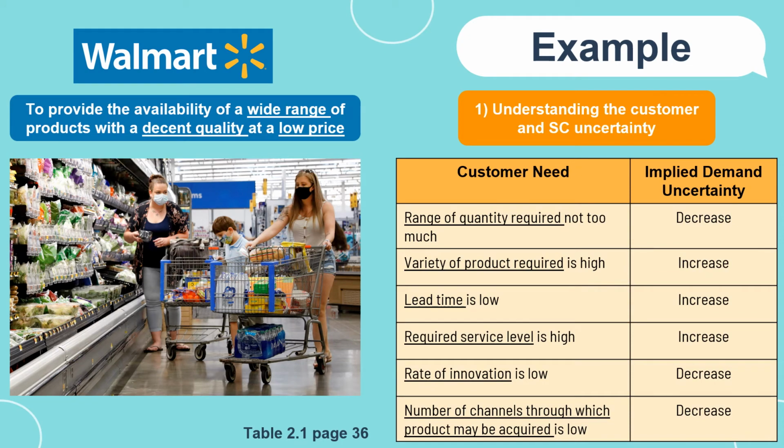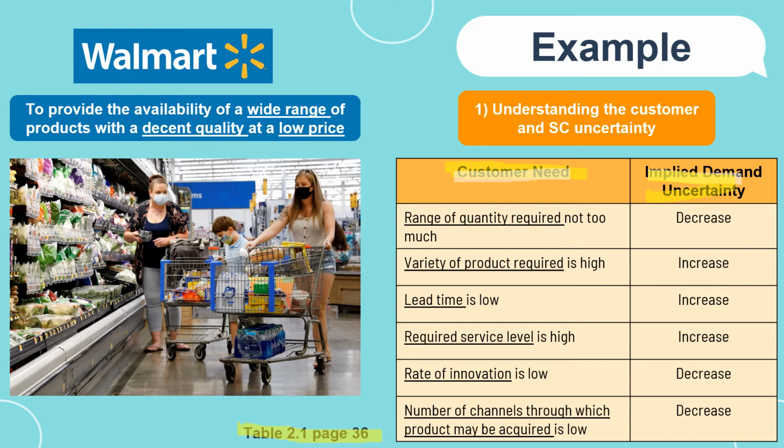Then we move to step 1, understanding the customers and supply chain uncertainty. So I use table 2.1 on page 36. The columns are the customer needs, which are Walmart's customer needs, and implied demand uncertainty, which, like Pak Rizky said, is the uncertainty from the manufacturer or supplier to the retailer, or to us as a firm. Okay, so we look at the 6 components here. First is the range of quantity required from the Walmart customer, which is not too much, because maybe there's a customer who wants to buy a small amount of product, or maybe a medium to high amount, but maybe not too much.